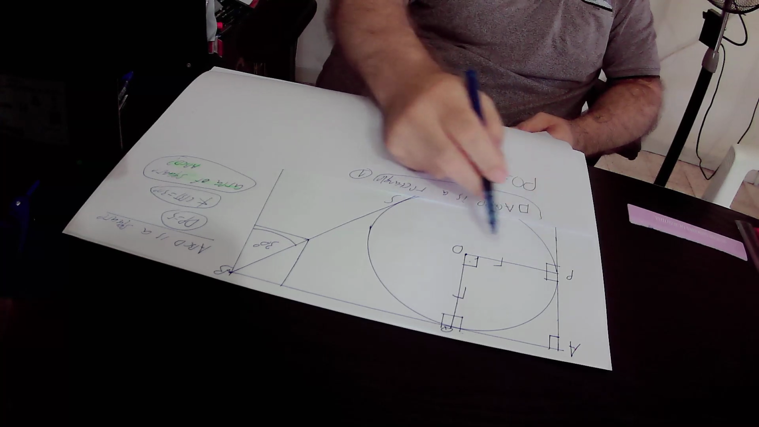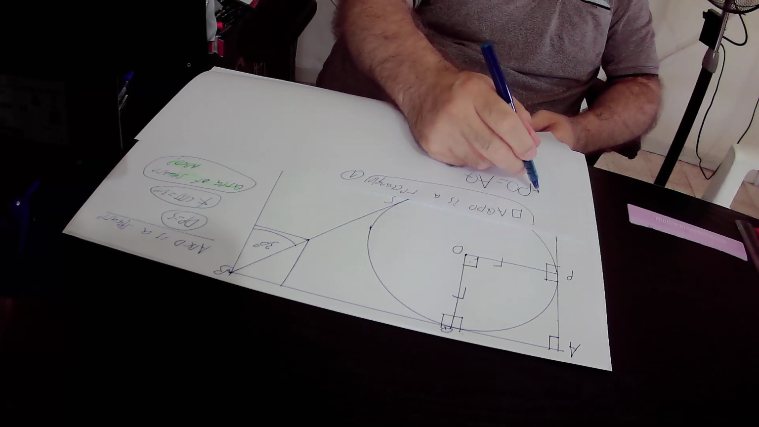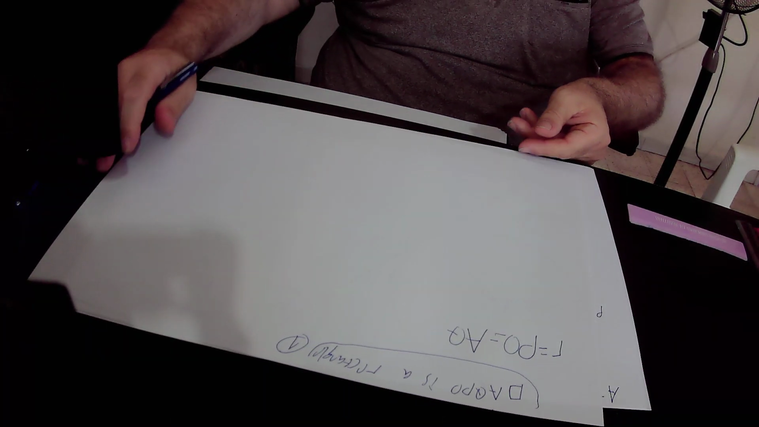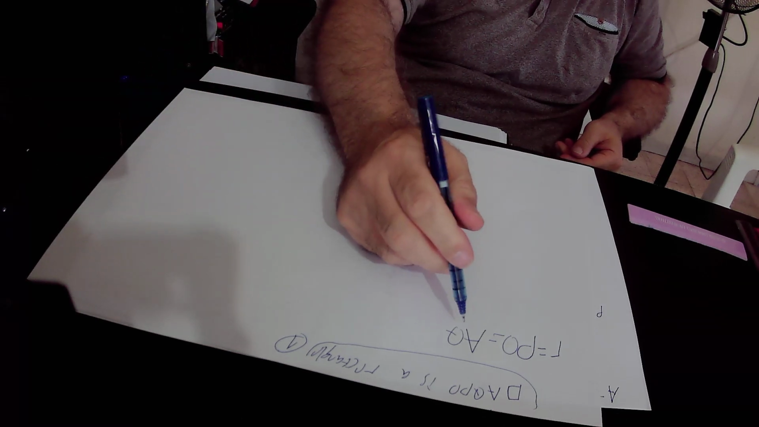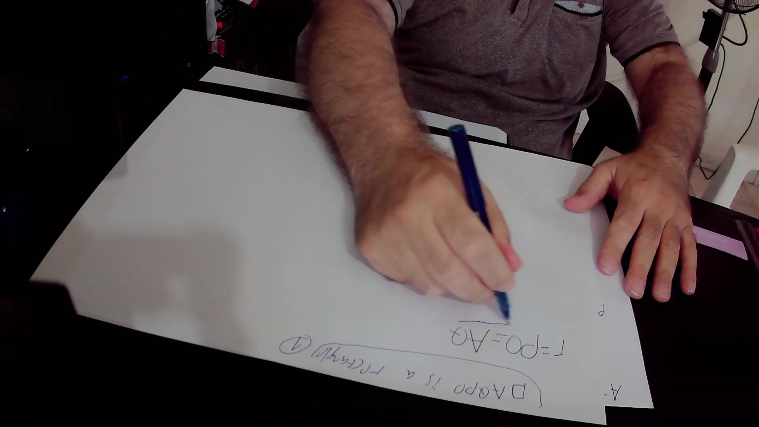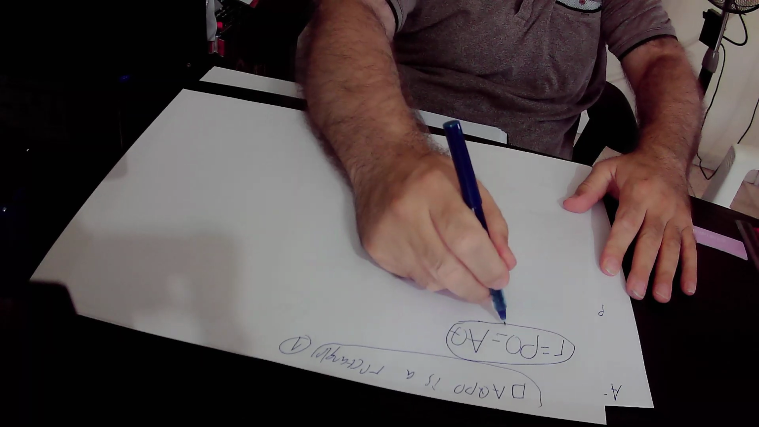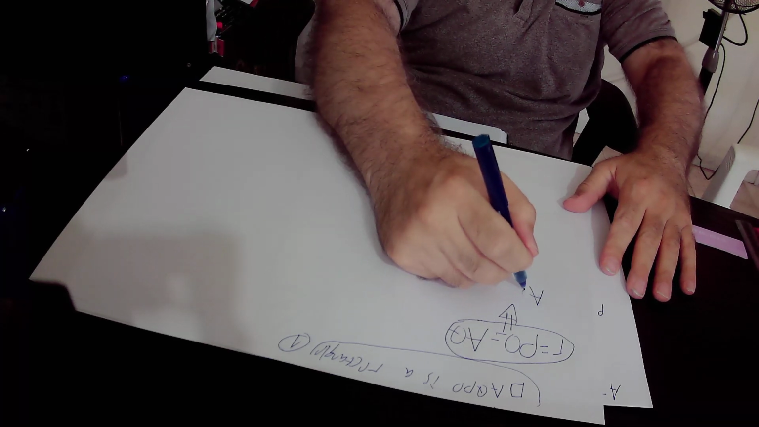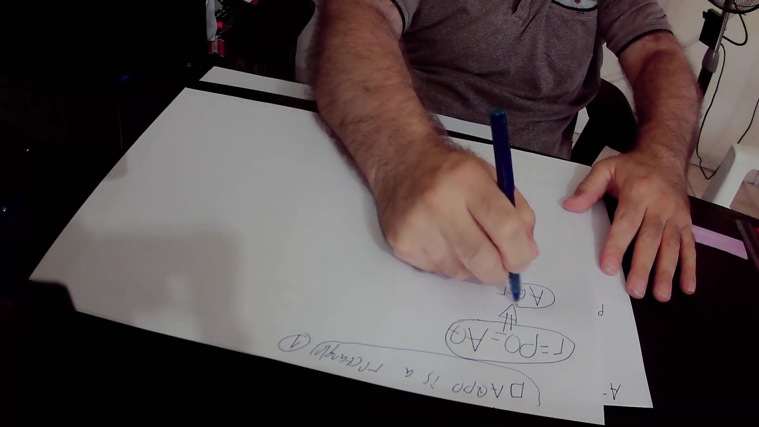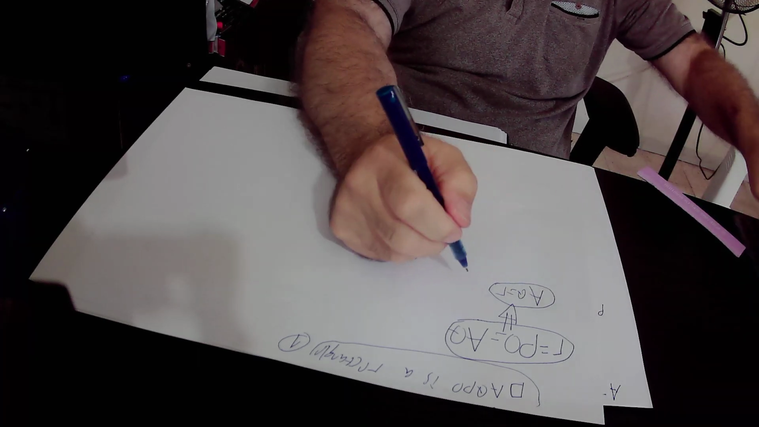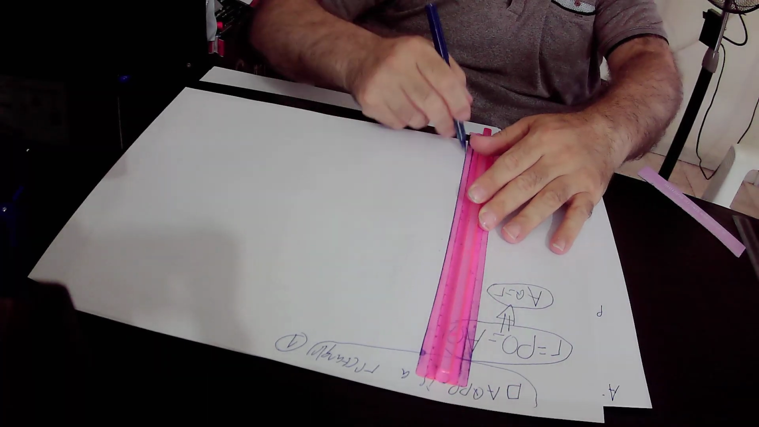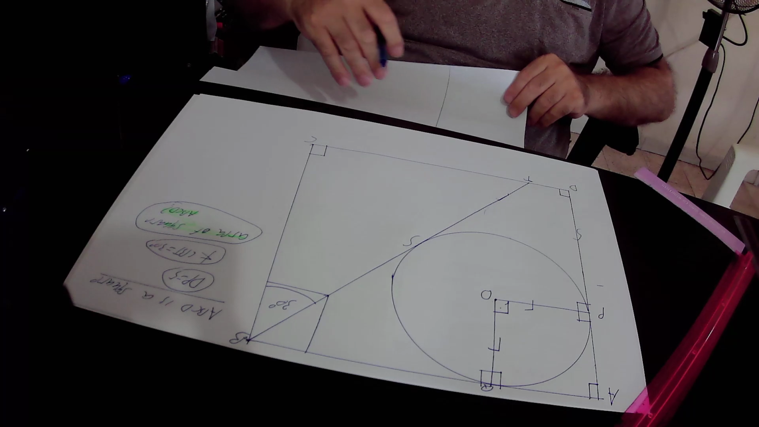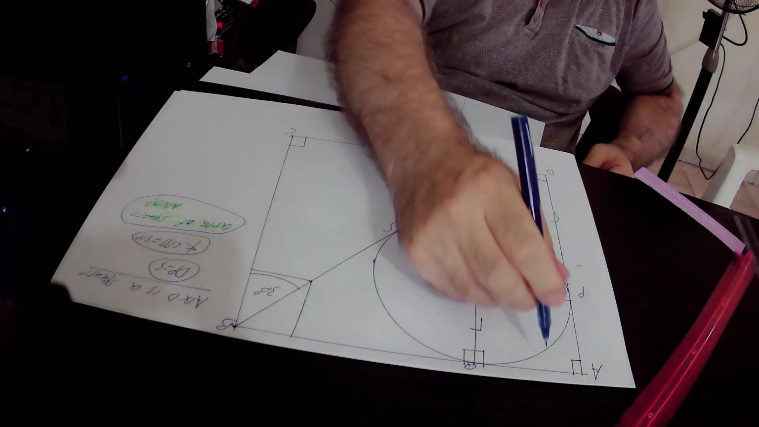But we know that PO equals R, it is the radius of the circle. So here PO equals R. From this equation, R equals PO equals AQ, we will derive that AQ also equals R. Here we can write down that AQ equals R.